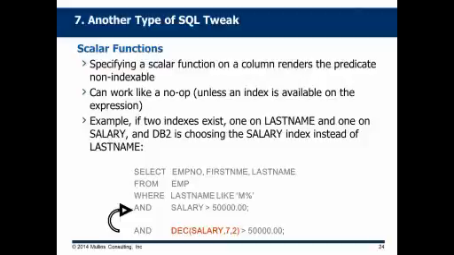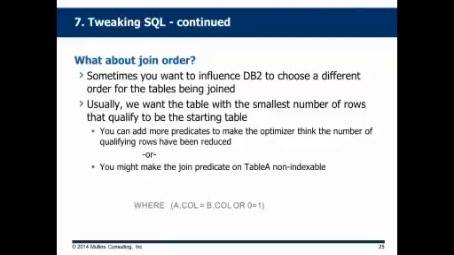Scalar functions are another type of tweak. It renders the predicate non-indexable, can work like a no-op, unless, of course, you created an index on the expression, which came in a couple releases ago. But if you just have indexes on columns, this will work. Here, if 2 indexes exist, one on last name and one on salary, and DB2 is choosing the salary index instead of the last name, you can pop out salary greater than 5,000, put the decimal DEC function on it, and that will work as a way of trying to tweak DB2 to use the last name index.